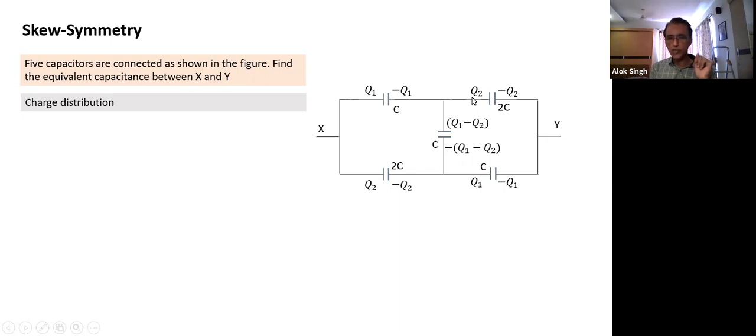It is an isolated system, which gives the value of Q3 as Q1 minus Q2. I have finished the charge distribution. After finishing the charge distribution, I'll calculate potential. I find the relationship between Q1 and Q2. How do I find the relationship between Q1 and Q2? By applying the Kirchhoff loop rule.